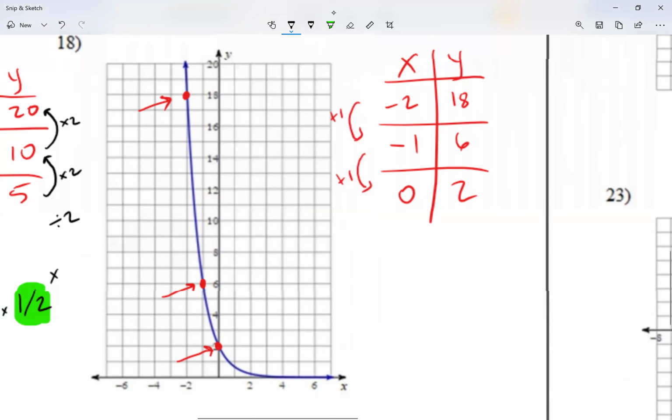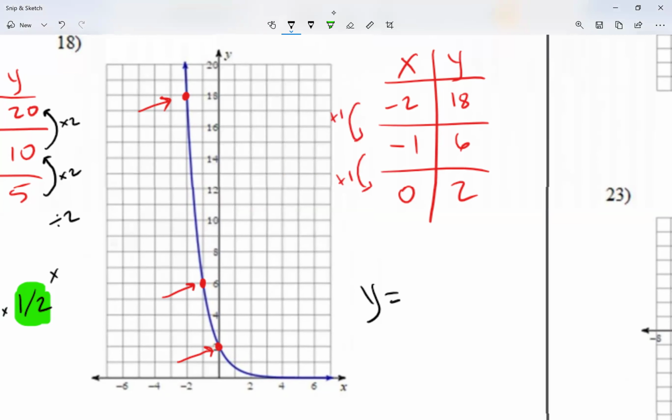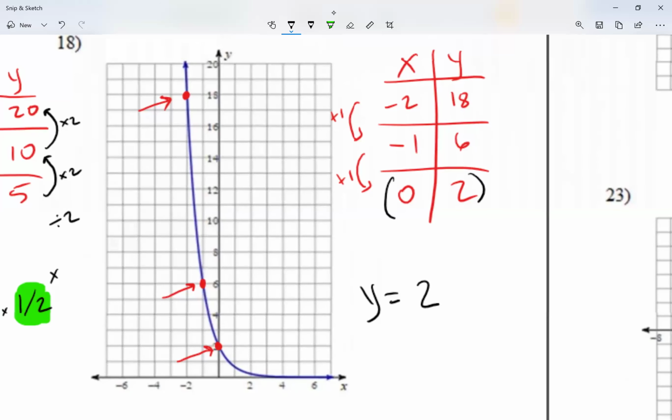So I'm going to write my equation. Y equals. First, I had to think of my initial value. What's the value of y when x is 0? And I'm going to say 2. You guys see that here, right? What's the value of y when x equals 0? So 2. That's my initial value. Times my multiplier.